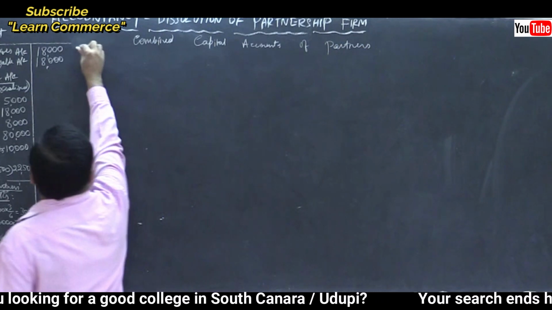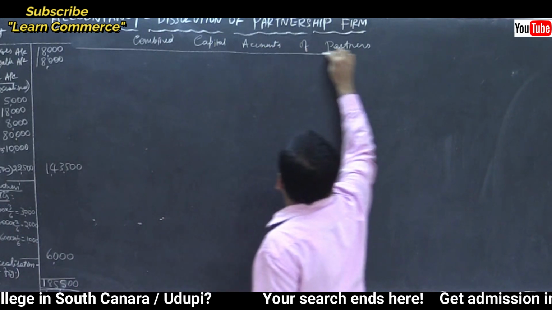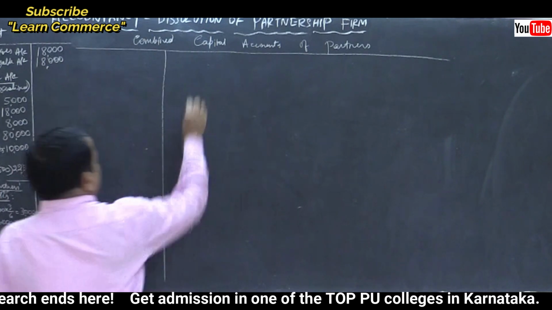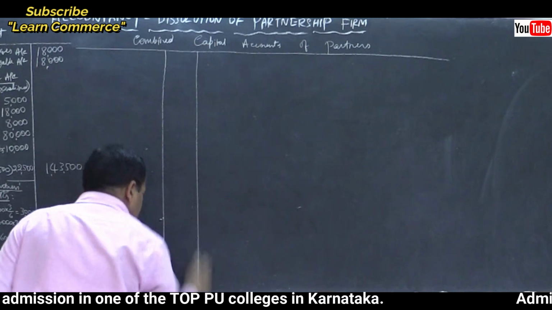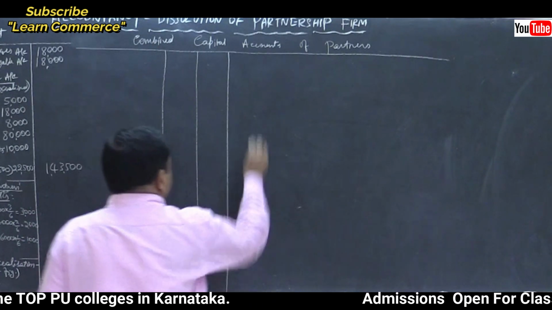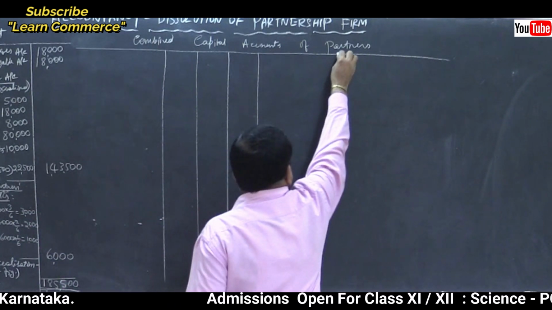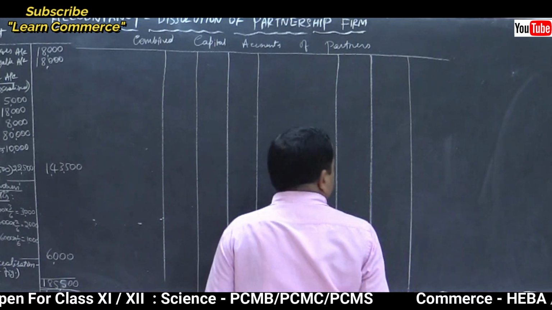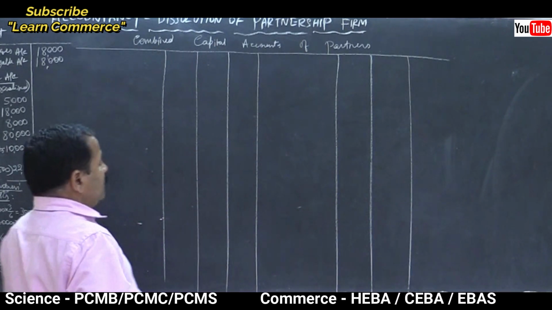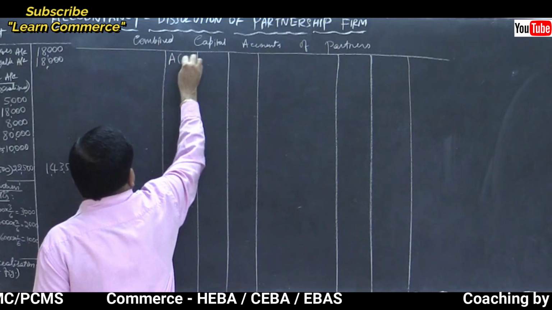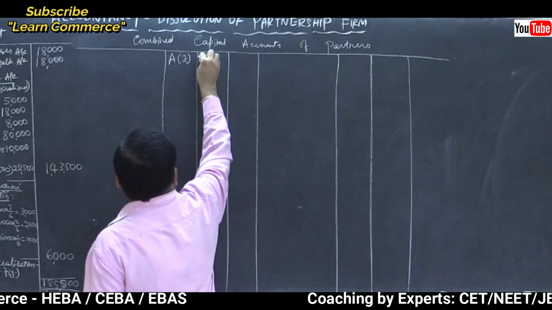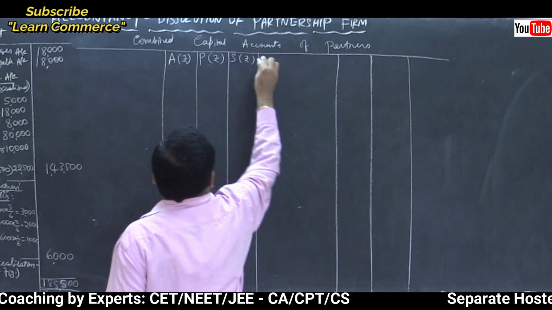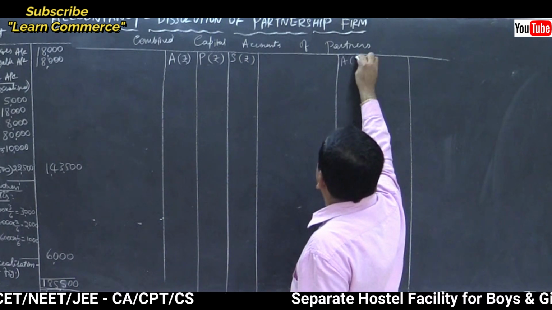Capital accounts of partners. Draw the columns. There are 3 columns each on either side. Write the names in rupees, particulars, debit, credit, write all those things. Write the names in full: Akash, Prithvi and Sagar in rupees.